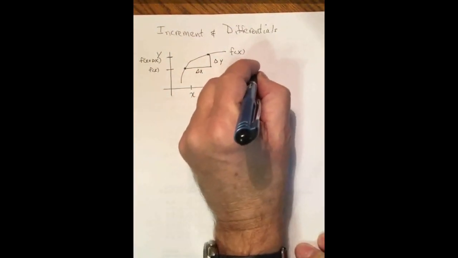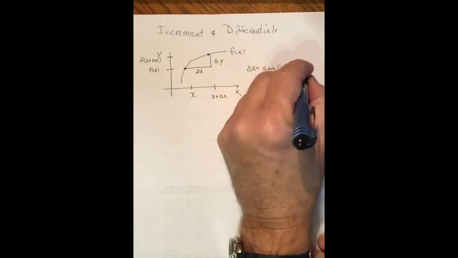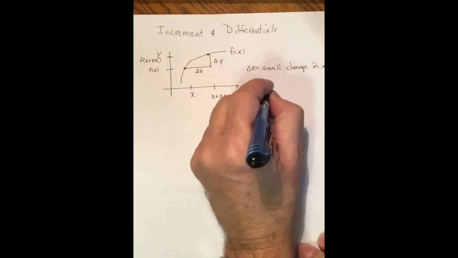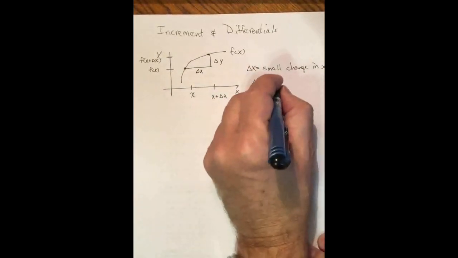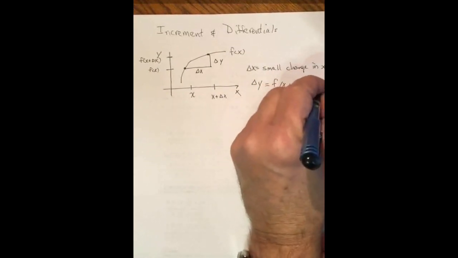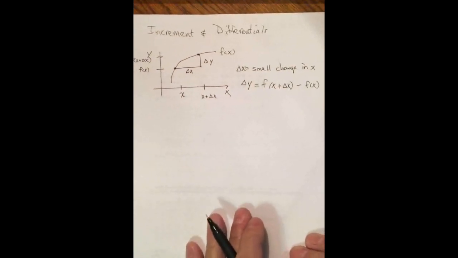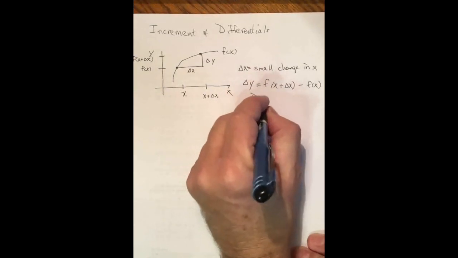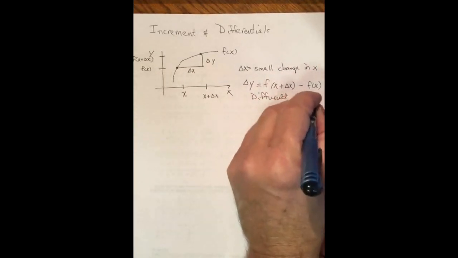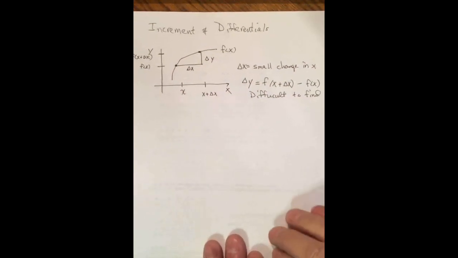So actually delta x is going to be a small change in x, and then delta y is going to be the change in y corresponding to this small change in x. And it's going to be defined as f of x plus delta x minus f of x. And as you saw in Calc 1, this can really be difficult to find. So we want to look at the idea of differentials.